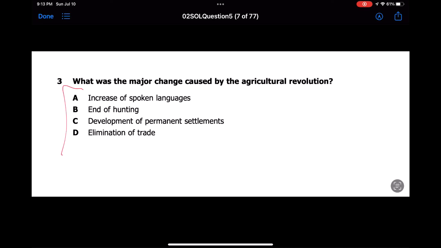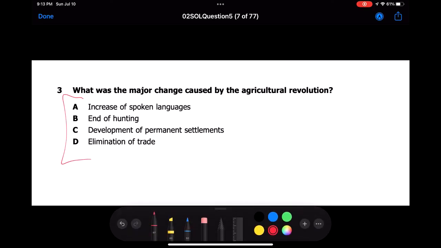Okay, next up. Look at your 4 choices. Increase of spoken languages, the end of hunting. That didn't happen. We still hunt today. Development of permanent settlements. That's interesting. And the elimination of trade. That never happens. We still trade today. So what was the major change caused by the agricultural revolution? That would be the development of permanent settlements. People start living in villages.